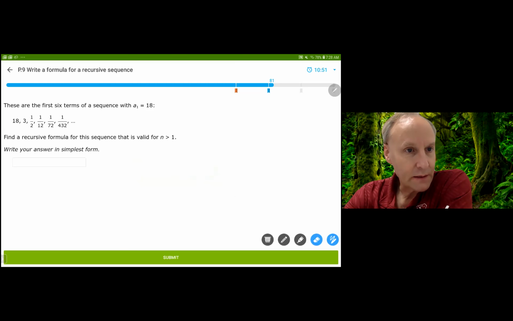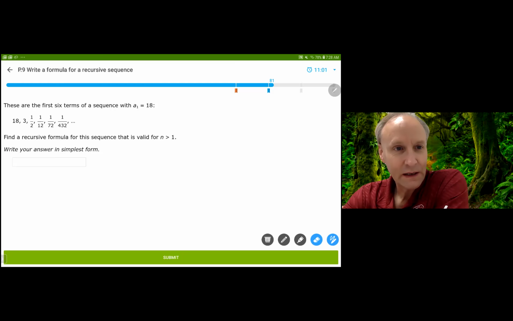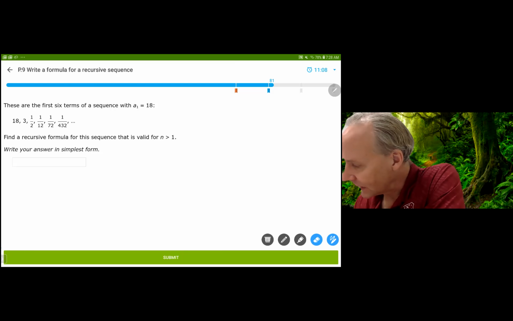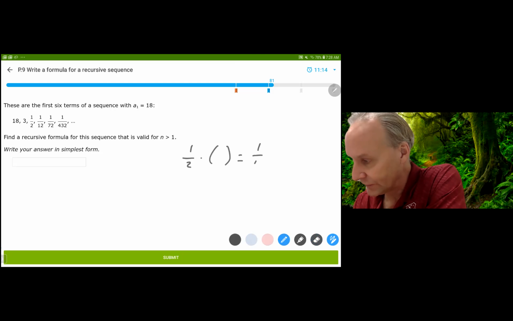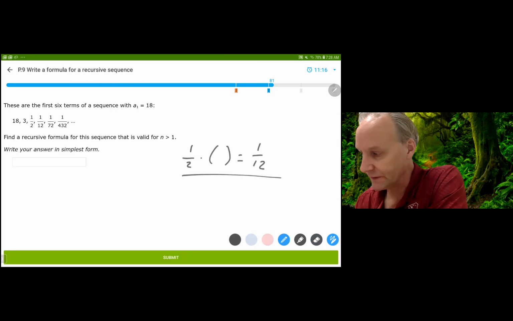All right, this time looks like we are multiplying by 1/6. And it's a little hard to see for the 18, isn't it? To the 3 and the 3 to the 1/2. But from the 1/2 to the 1/12, it's clearly 1/2 times 1/6. 1/2 times something gives us the 1/12. And this is probably the easiest place to see it.